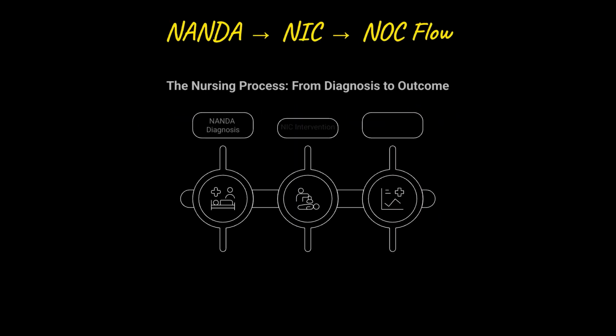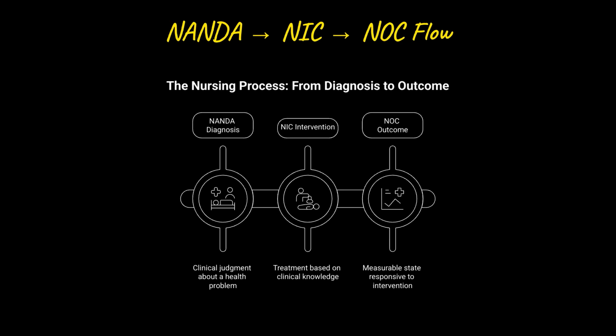NANDA encodes the clinical judgments nurses make about patient problems. NIC catalogues the treatments and activities nurses perform in response. NOC defines measurable patient and caregiver outcomes evaluated on a standardized scale. The 3 terminologies mirror clinical reasoning. A nurse identifies a NANDA diagnosis, selects a relevant NIC intervention, then evaluates progress against a NOC outcome scale. Each terminology is maintained separately, but is designed to interlock with the others.